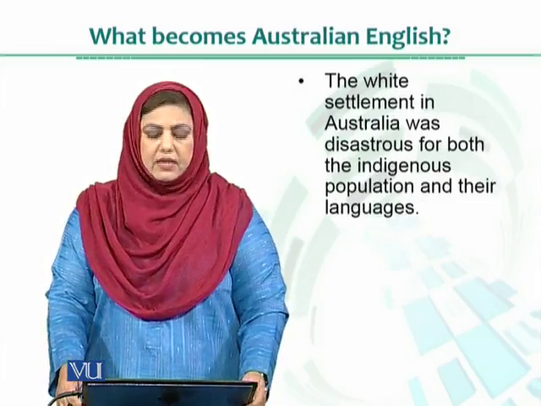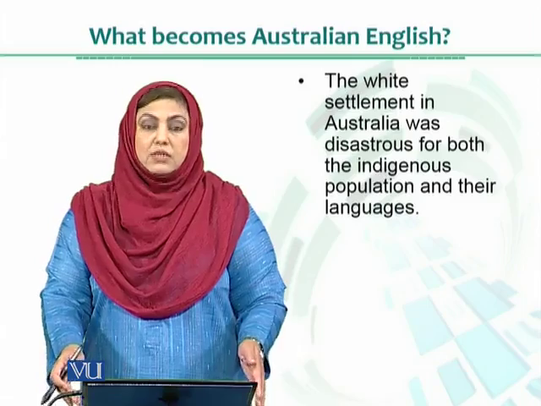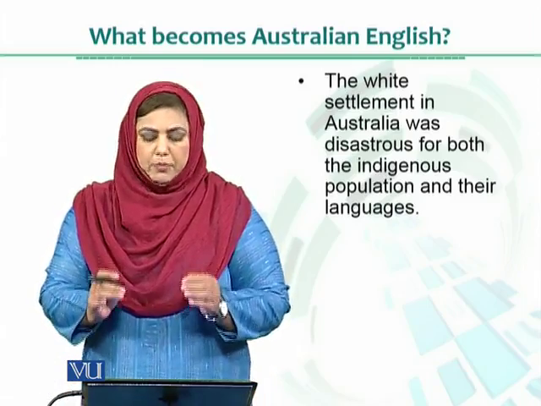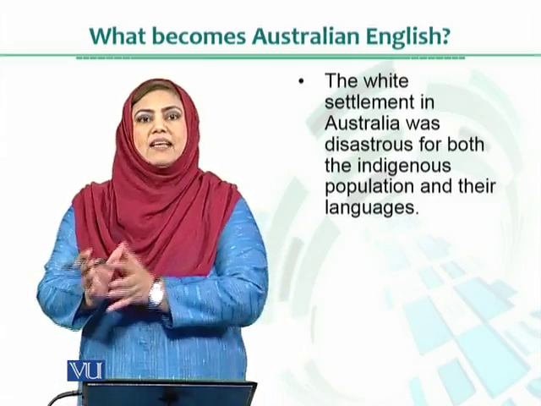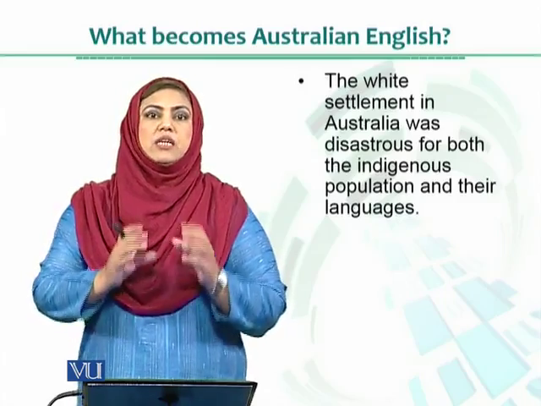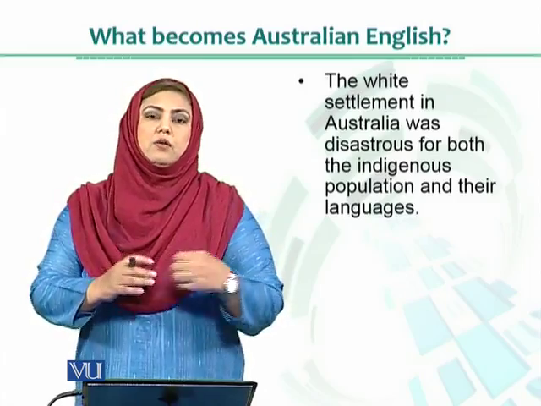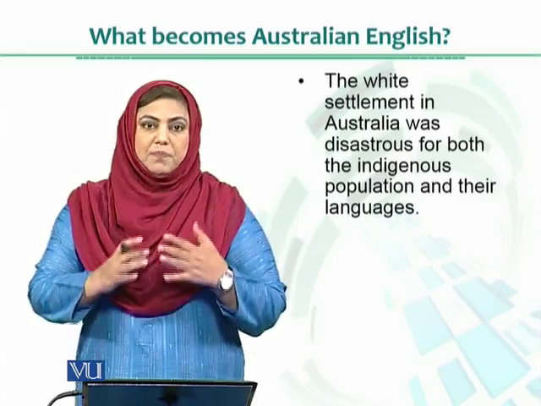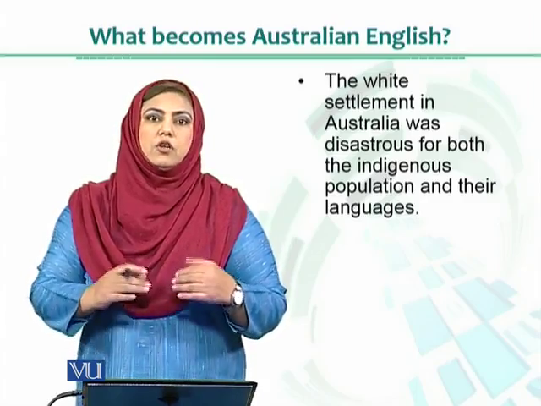The white settlement in Australia was disastrous for both the population and the languages when we look at it from the perspective that as English came, both the English people and the English language took over the local people and the local languages. So, gradually the local flavor of Australia was lost on the way.